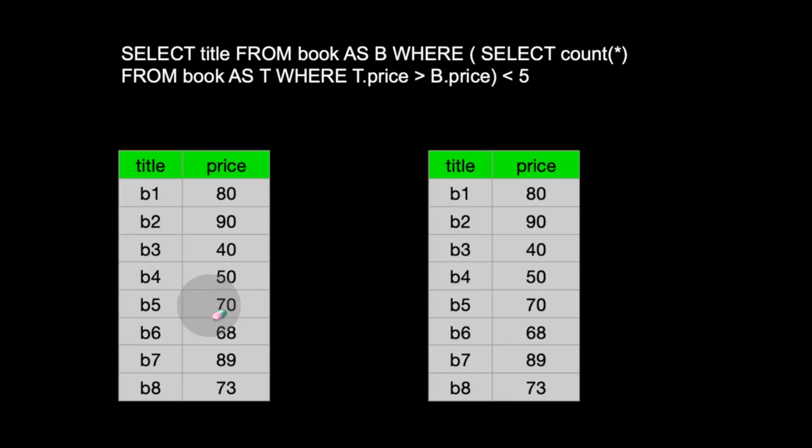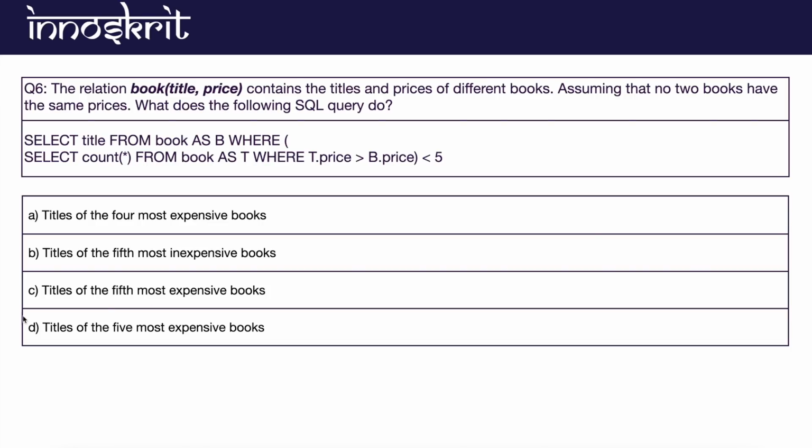So basically we were just simply getting all those book titles which are most expensive, right? So the answer to this question is going to be option number D. Fine. If you haven't got this, you can simply watch this video again and you will get it very, very clearly, right? Now let's try to understand the next question.